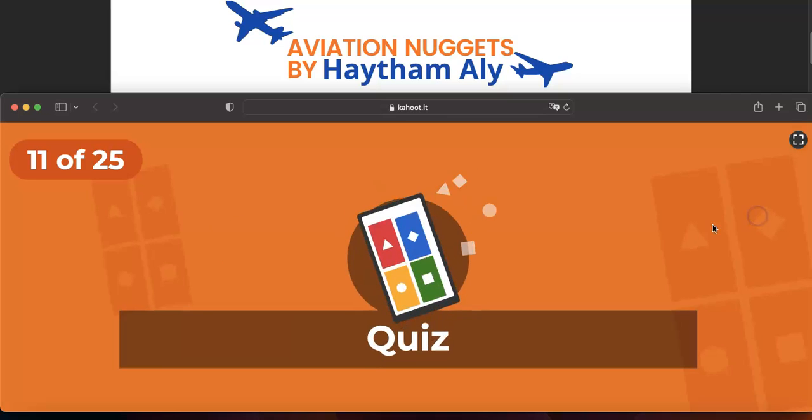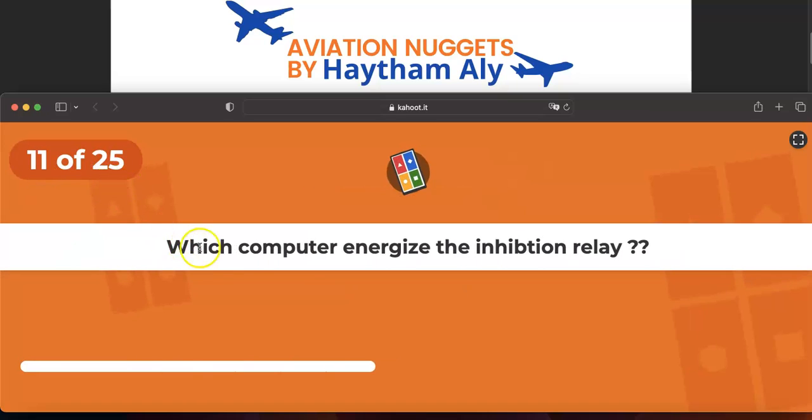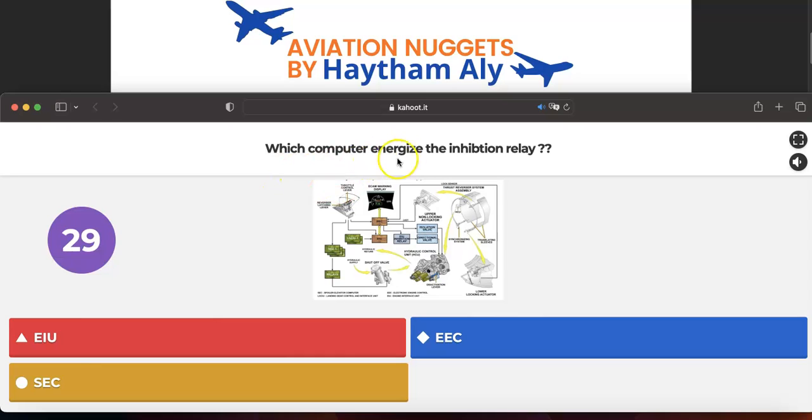Let's proceed. Question 11 of 25. Which computer energizes the inhibition relay? Which computer energizes the inhibition relay? Is it the engine interface unit? Is it the electronic engine controller? Or is it the spoiler elevator computer?